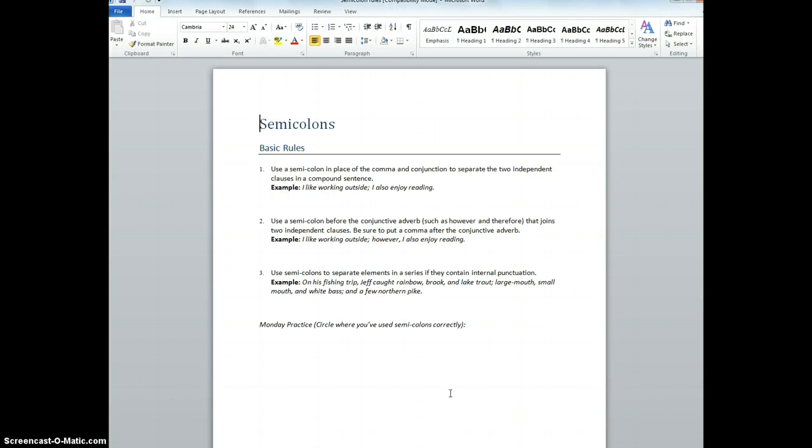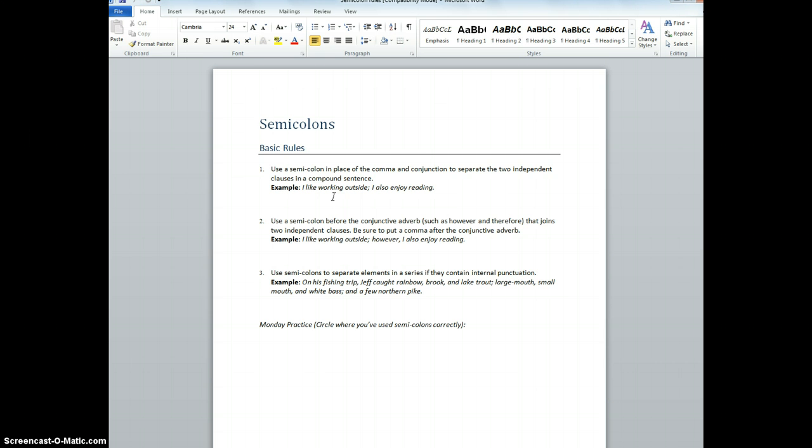All right, so we're going to talk about semicolons. There are three major rules for semicolons that we are going to talk about. Your first basic rule is you should use a semicolon in place of the comma and conjunction to separate the two independent clauses in a compound sentence. So, you need to have a clear grasp of what an independent clause is in order to use a semicolon.